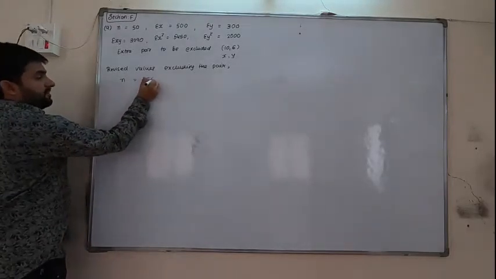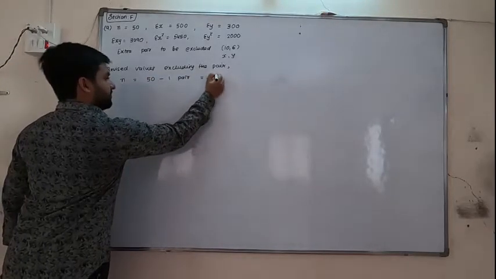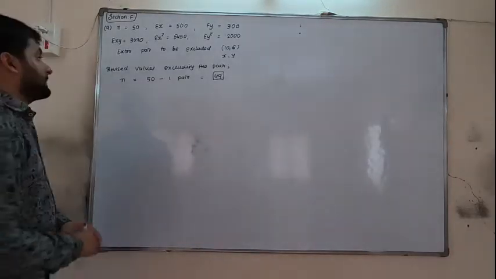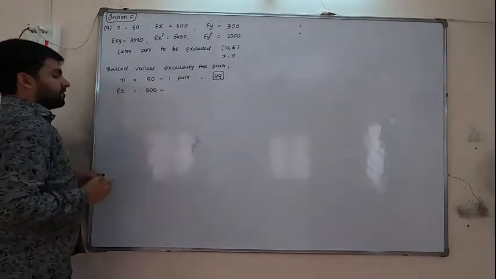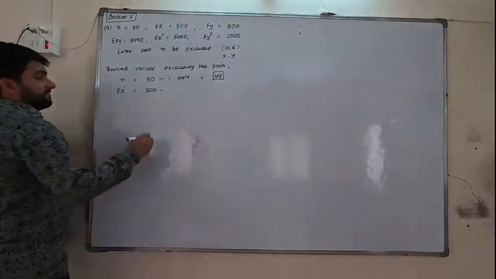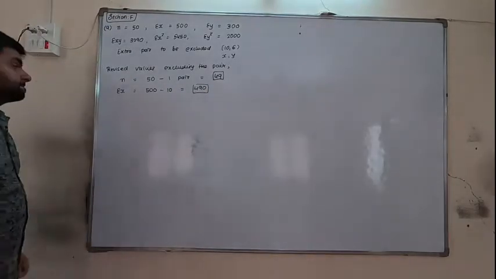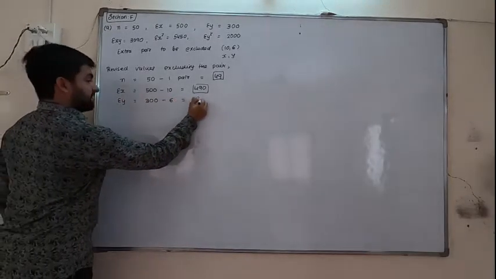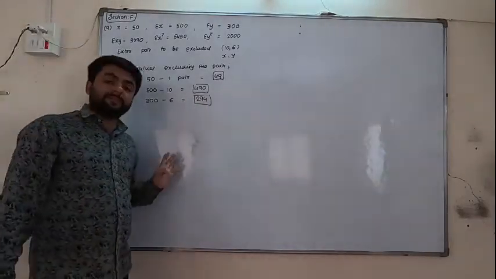N is equal to total 50 pairs minus 1 pair, which is 49. Don't do minus 2, because 10 and 6 is 1 pair only. Now sigma x is 500 minus 10, because we need only x, so 490. Sigma y is 300, exclude that 6, so 294. We have to exclude, not include. If we wanted to include, then we would add.